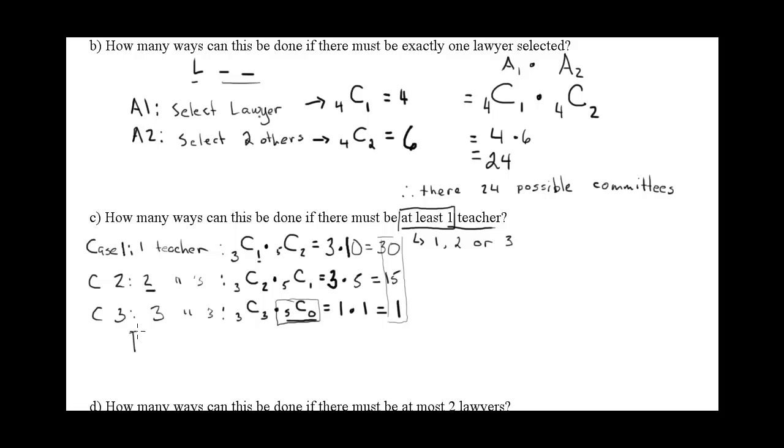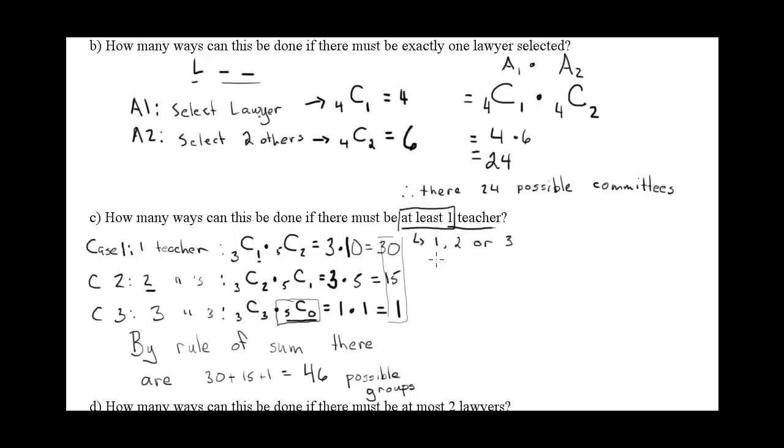So by rule of sum, there are 30 plus 15 plus 1 equals 46 possible groups.